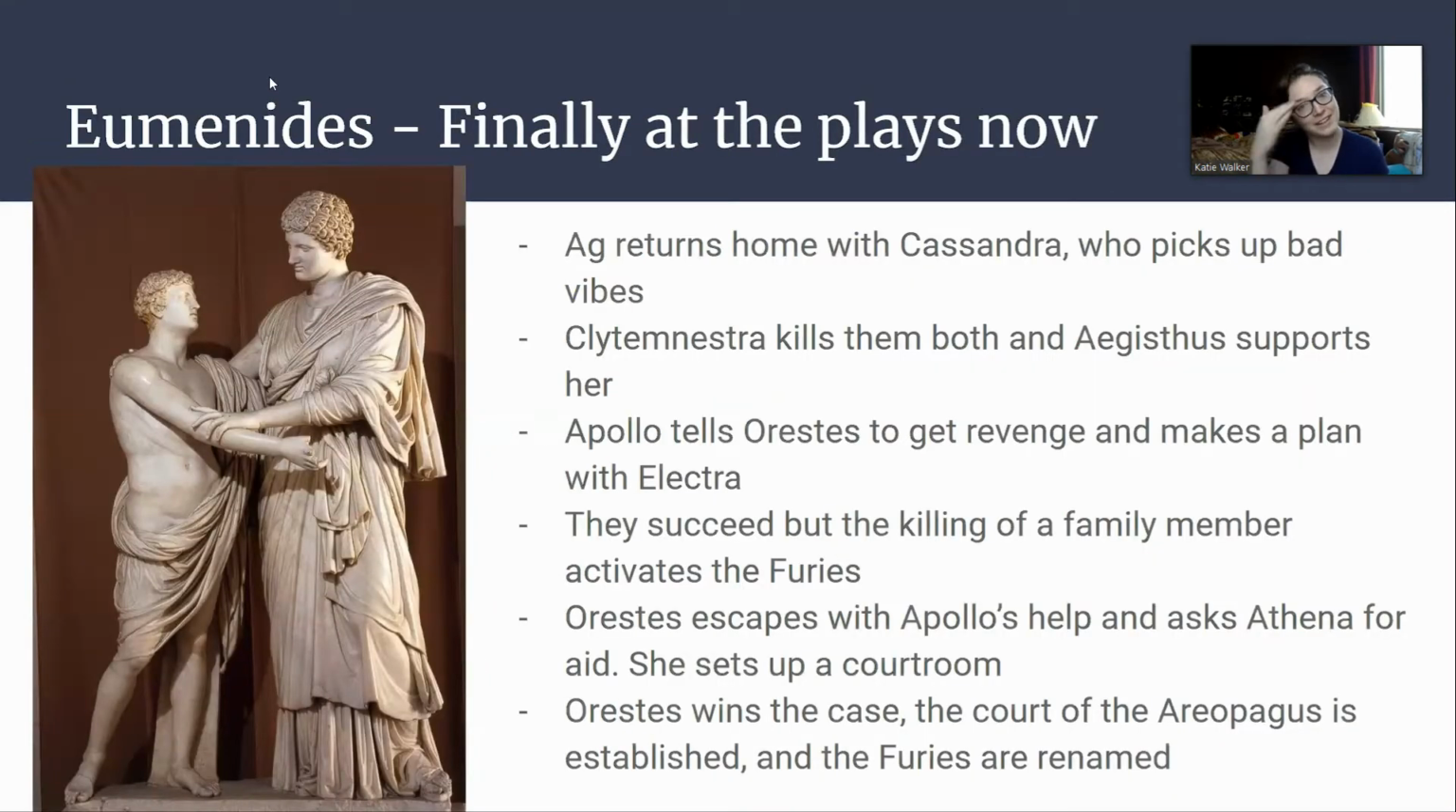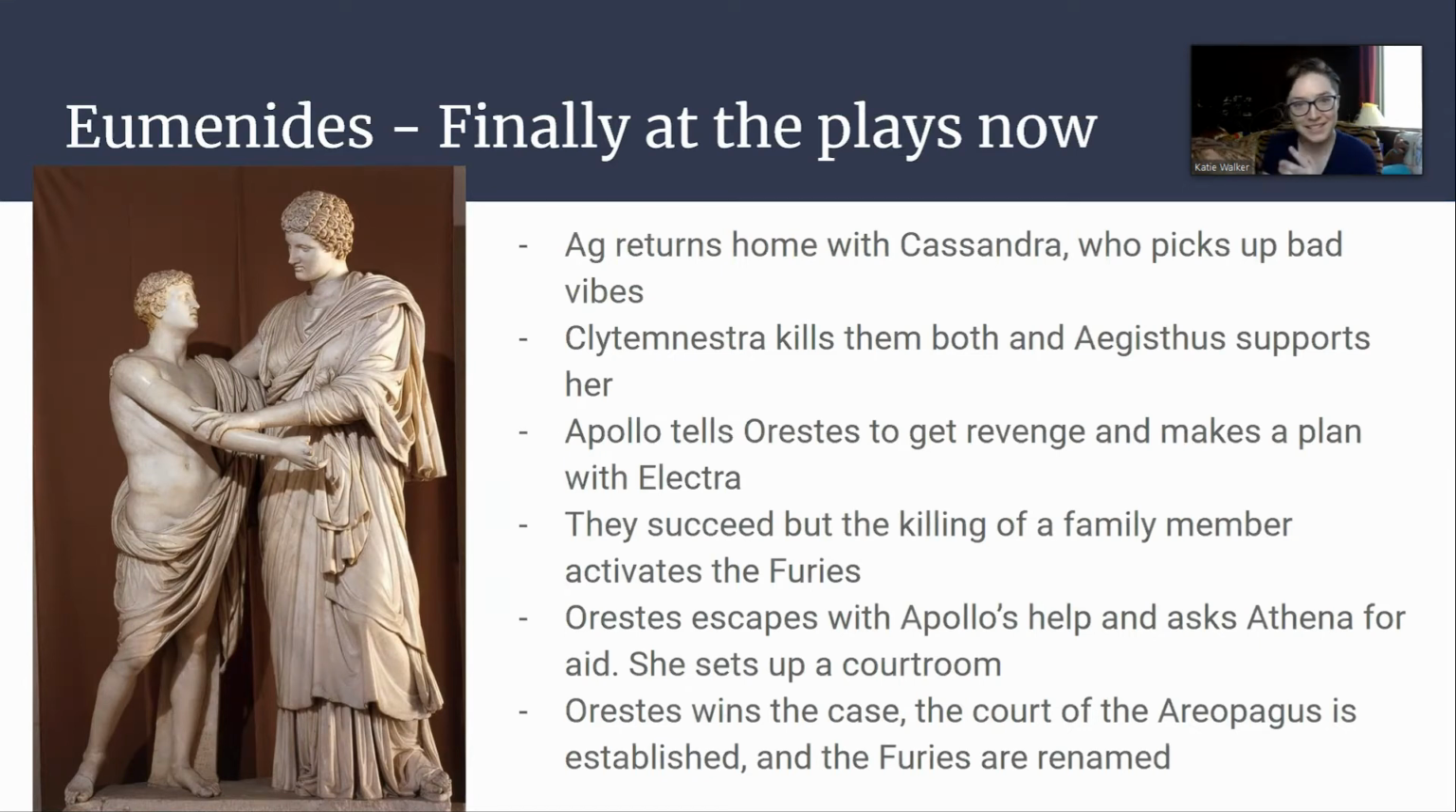Okay, so we're finally at where the plays begin. The first one, Agamemnon, is Agamemnon coming back from the war. He comes back with Cassandra, who's the prophet who's never believed, but she always tells the truth. Cassandra's like, this is not good. We're both going to die basically immediately upon arriving. Agamemnon obviously doesn't believe her. They are both killed by Clytemnestra. And Aegisthus, who is now her lover, is like, yeah, this is great. Good job. I helped plan this.